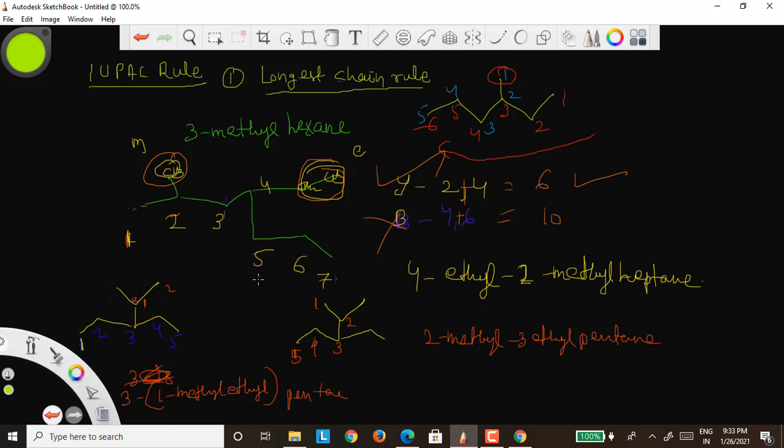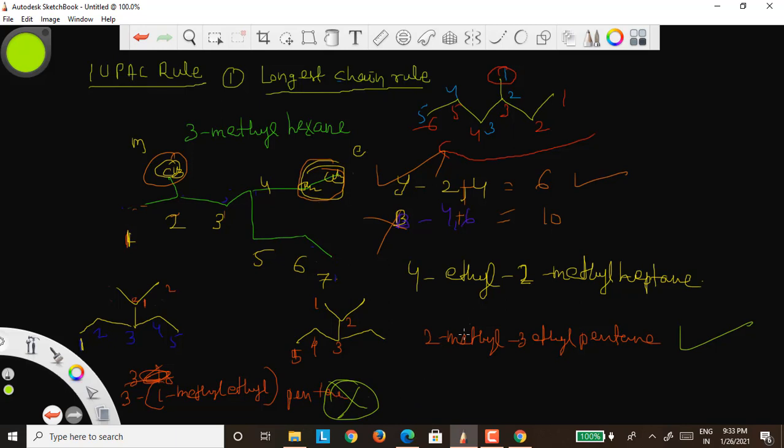Then if the number of longest chain is the same in both cases, you have to remember where more substituents are coming. Here the substituents are one methyl and one ethyl. Here only one substituent is coming and that substituent is given a complex name. So if this is the case, then this is correct and this is wrong. Okay, there is a rule, that the rule is maximum number of side chain or substituents, or the substituents should have least branched side chain.